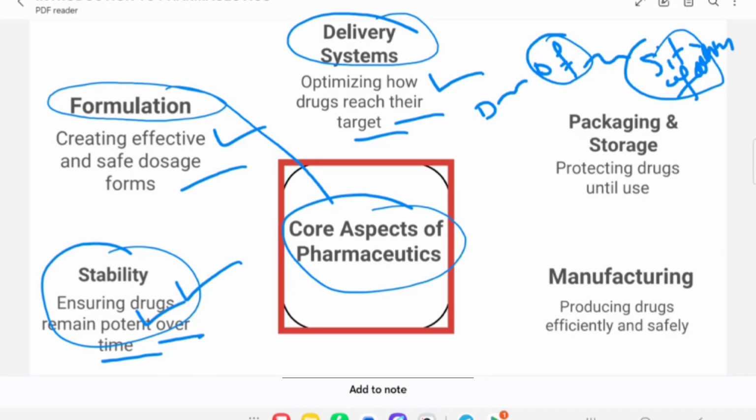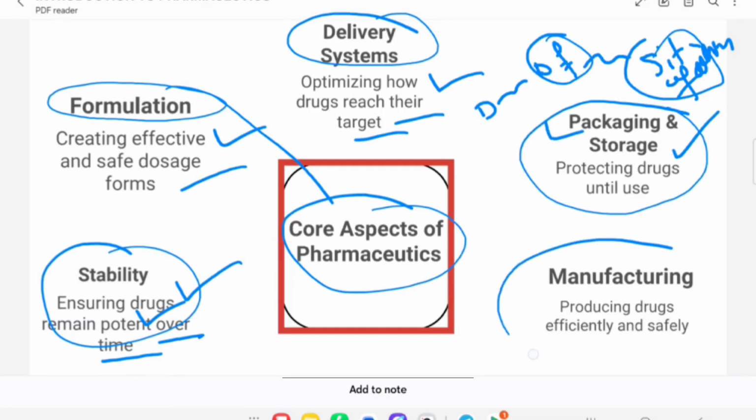Then packaging and storage. The drugs are protected against climatic conditions like temperature, atmospheric air, humidity. So for that we require proper packing. Then manufacturing. Means producing the drug efficiently and safely. So with the help of this subject knowledge, we can produce the drugs in a safe and efficient manner.